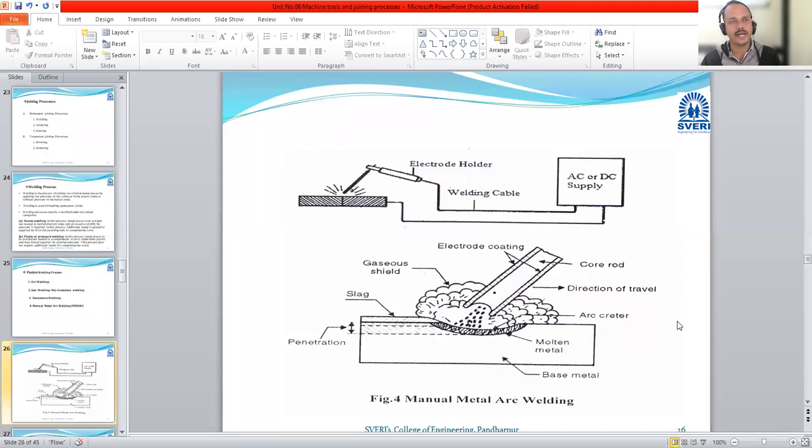Now we have 5 joining processes, out of which the first one is manual metal arc welding, the second one is gas welding, the third one is resistance welding. In resistance welding, spot welding is there, then soldering and brazing.